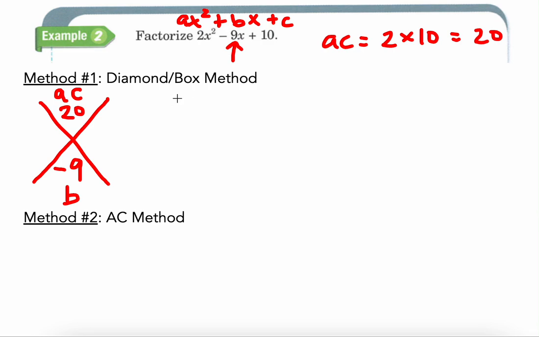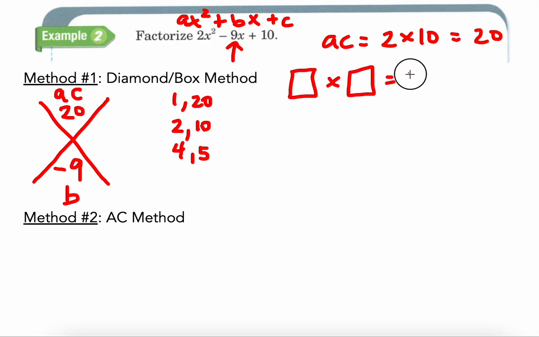So let's go ahead, like before, we will list our factors of 20. That's 1 and 20, 2 and 10, and 4 and 5, and that's it. Okay, so we need to look at these numbers and see, is there a pair that can multiply to get to 20 but add to get to negative 9? Okay, so let me go ahead and draw my boxes like I have before. I need to get two numbers that multiply to get to 20 but also add to get to negative 9.